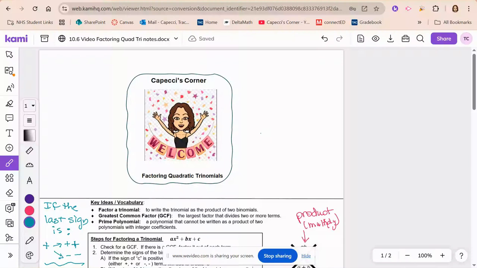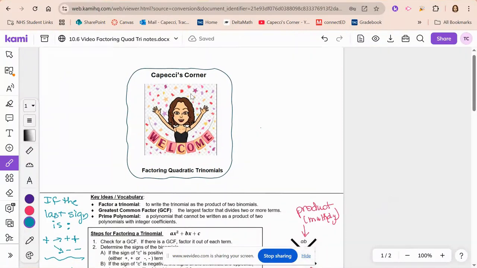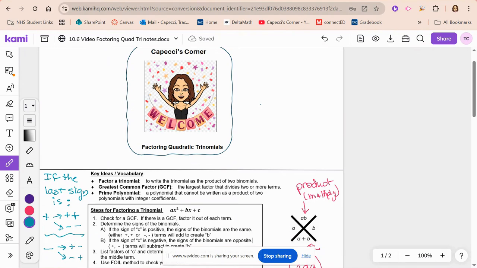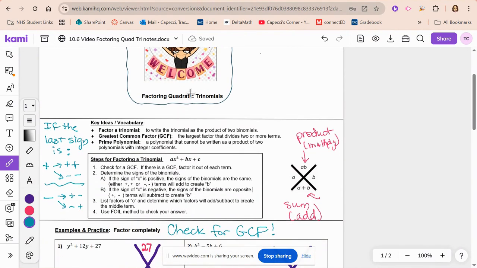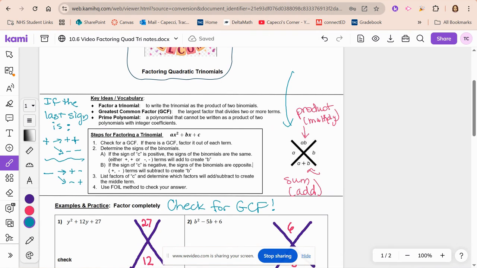Today in Capechi's Corner, we're going to look at factoring quadratic trinomials. There are a lot of different methods that you can factor trinomials with quadratic form, but what we're going to do today is use the X method. So for the X method, we're going to take the number that we need to multiply and put that on the top of the X. And the number we need to add, we're going to put in the bottom of the X.